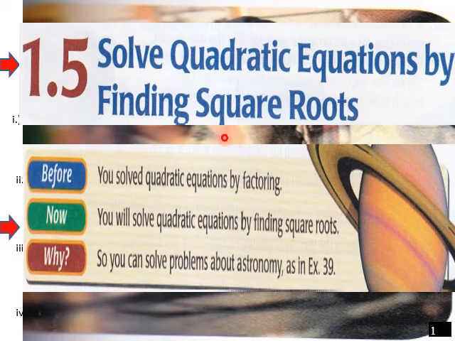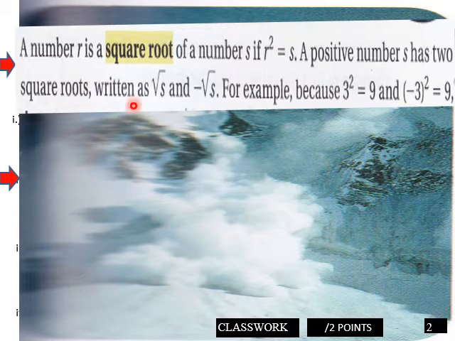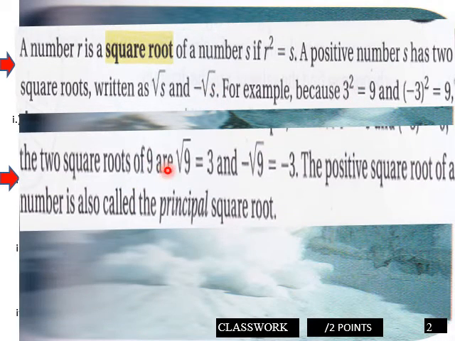Okay, solve quadratic equations by finding square roots. If a number r squared equals s, then r is a square root of s. A positive number has 2 square roots, written as radical s or negative radical s. For example, 3 squared equals 9 and negative 3 squared equals 9. The square roots of 9 are 3 and negative 3.